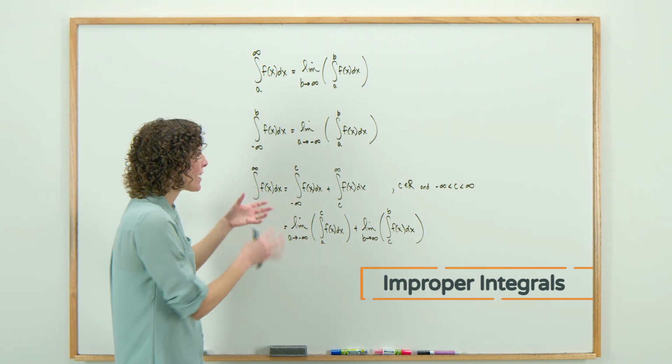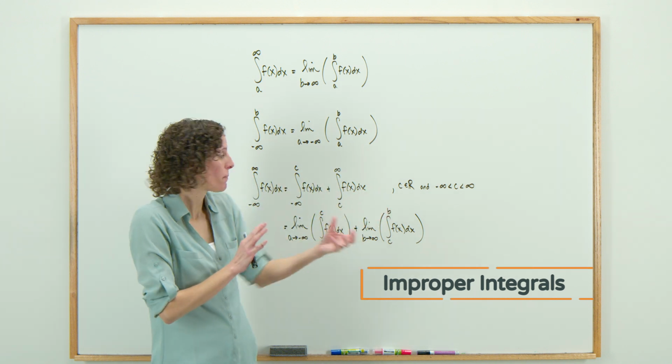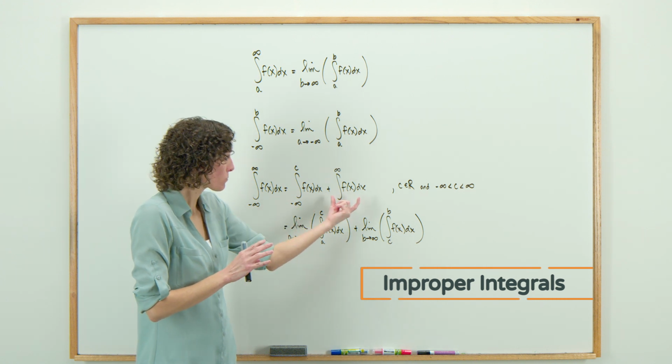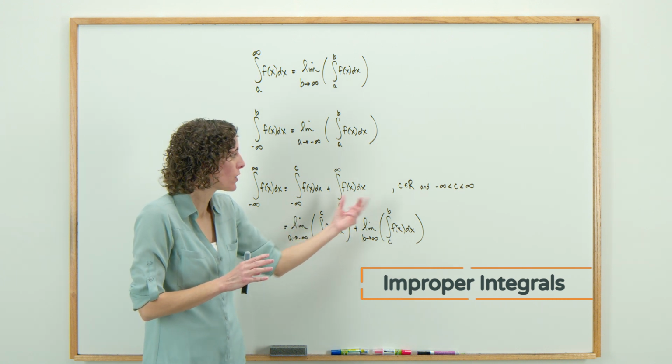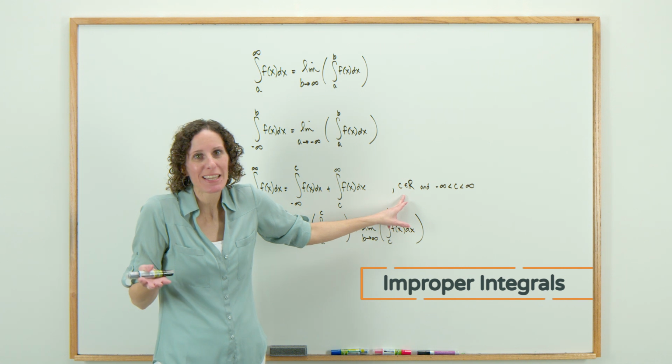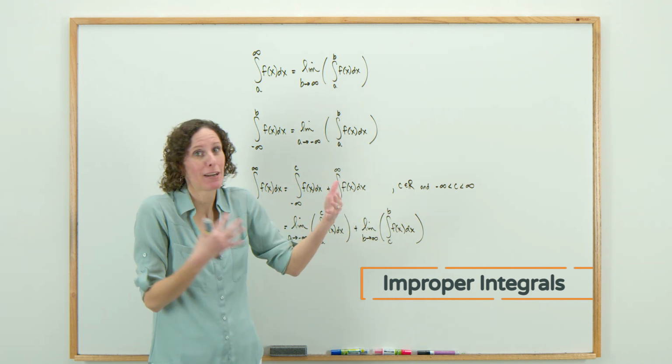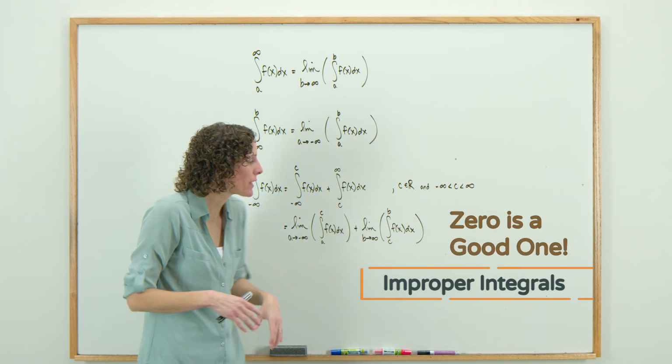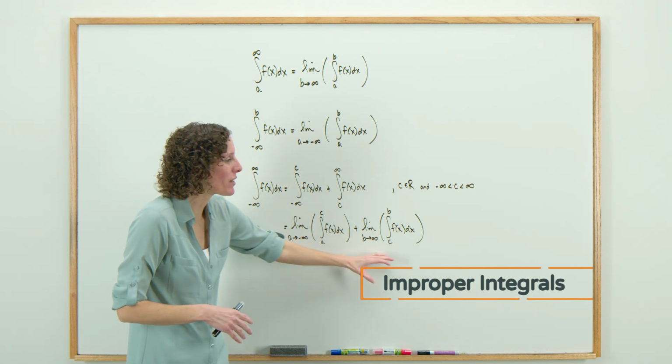Well, what we'd have to do there is kind of break it up into two separate values. One with a lower limit that's infinite, one with an upper value that's infinite, where we're choosing some value c in between negative infinity and infinity. It can be any value. 0 is a good one. And we're going to break it up and take each one individually.